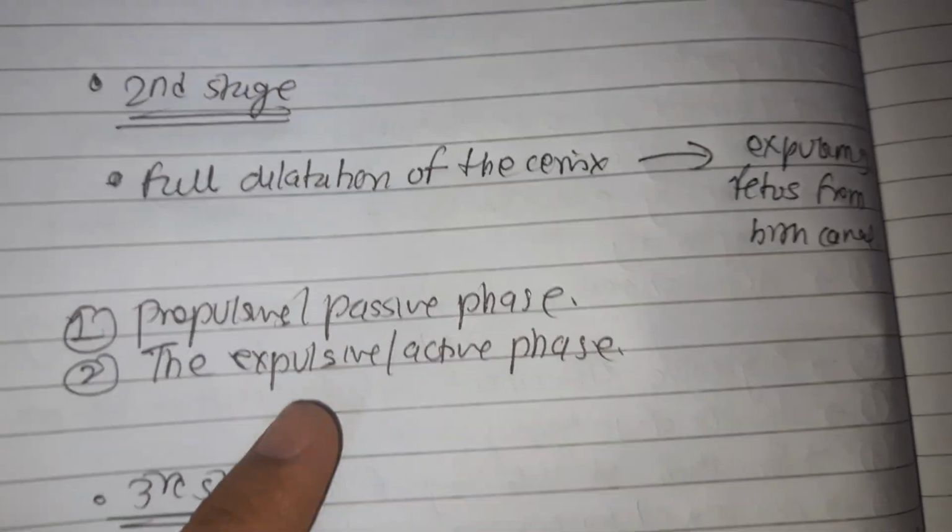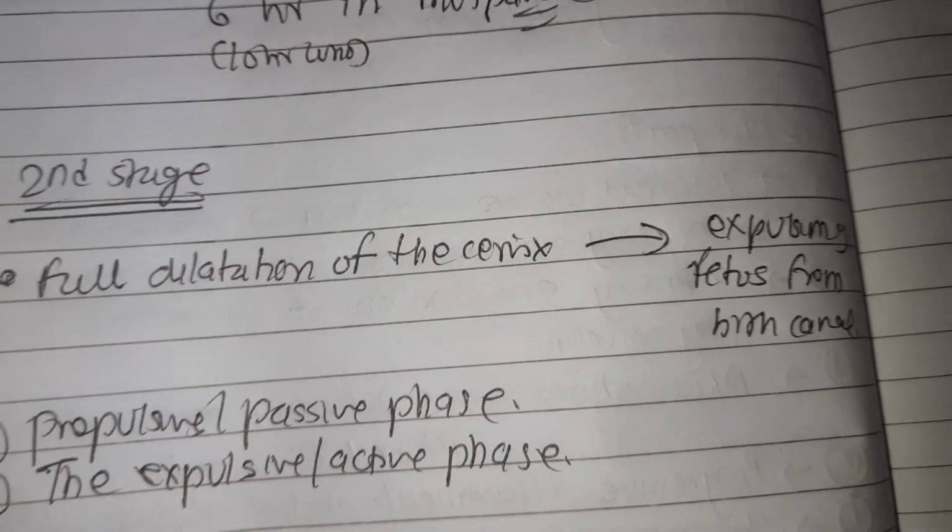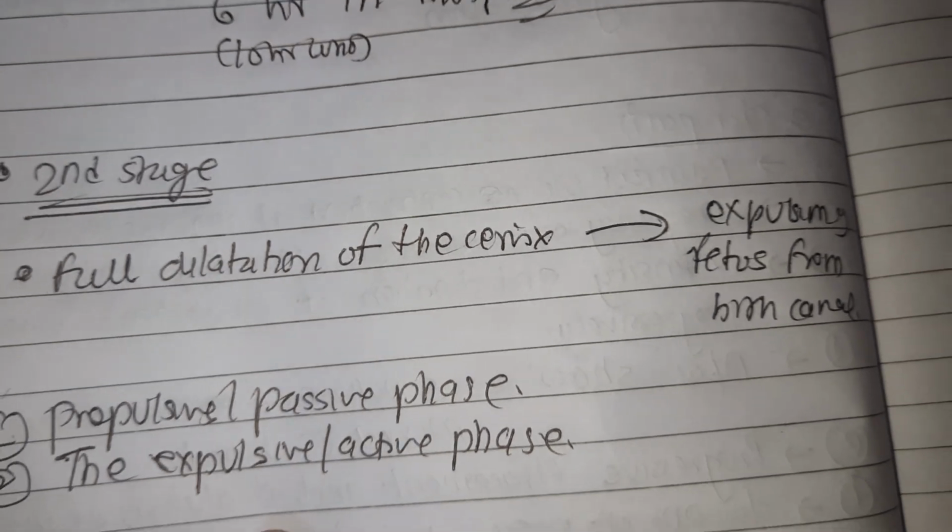So, propulsive or passive phase and expulsive or active phase. Its average duration is 2 hours in primary gravida and 30 minutes in multipara, and according to WHO it is 3 hours in primary gravida and 2 hours in multipara.